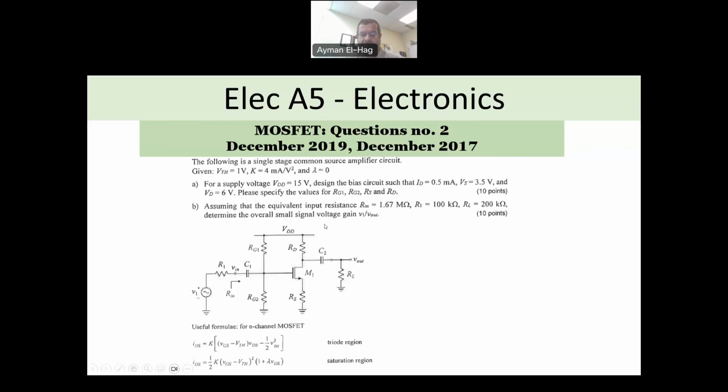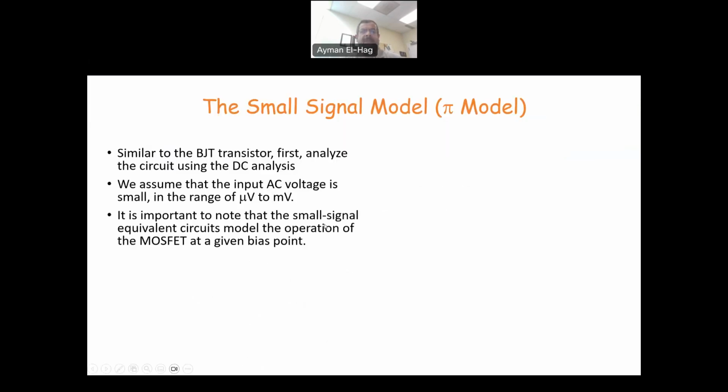Similar to the BJT transistors, we need to analyze the circuit in the DC analysis. Then we have to know the model, draw the model, and then find the gain, input resistance, output resistance, whatever is required in the question. The model for the transistor, basically the MOSFET, has two versions.